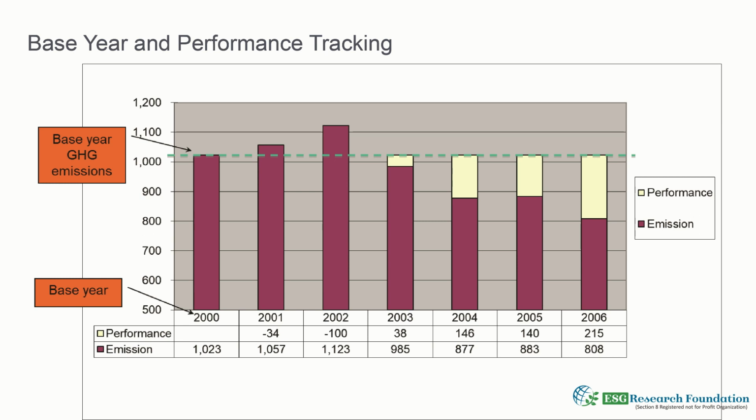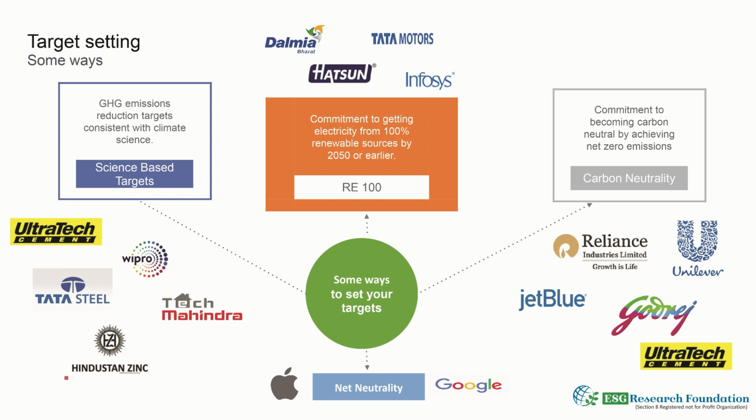So graphically, if you were to see, a base year helps in performance tracking. In certain years you could be above, certain years you could be below, and so that clearly helps in tracking the performance, whether we are decarbonizing or we are above the emissions. So there are different ways of target setting, which can be seen from some of the examples.